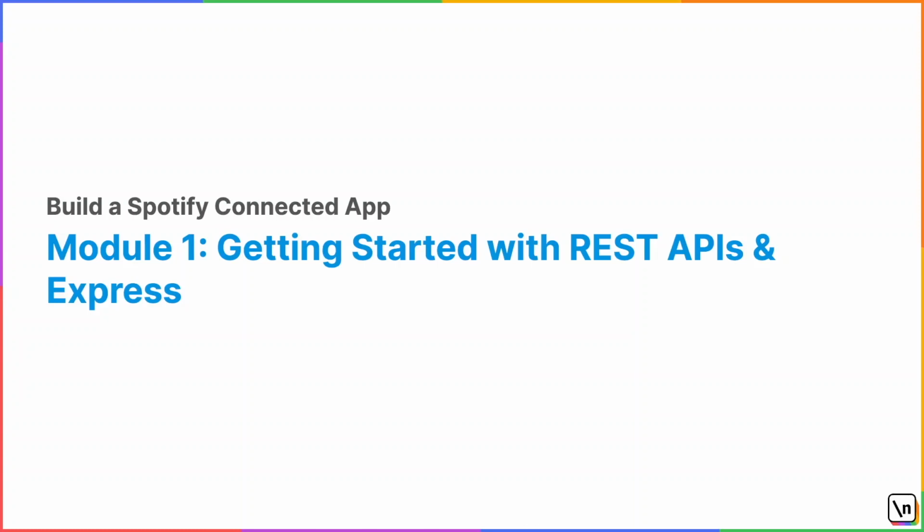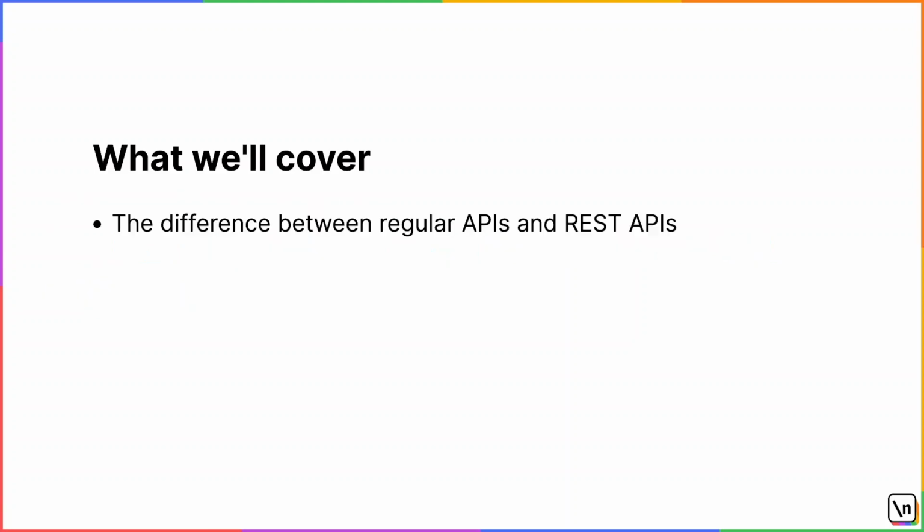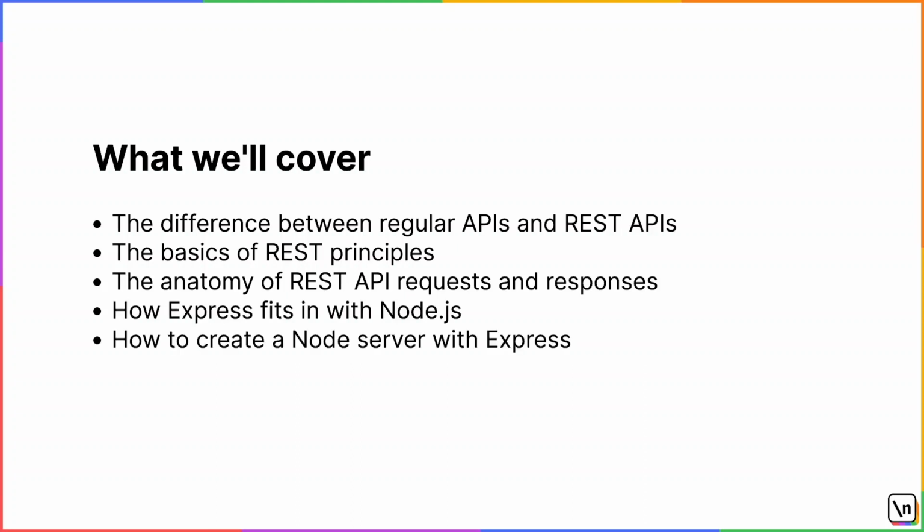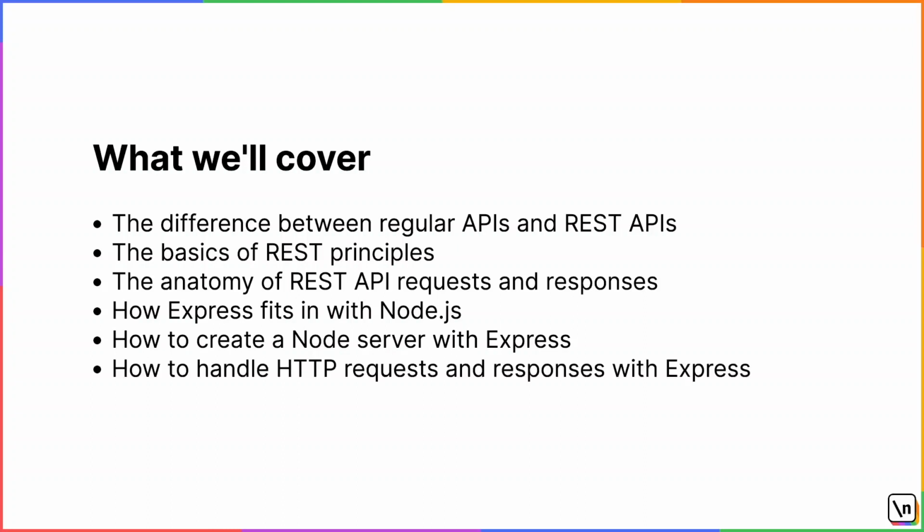We're going to introduce the Express framework, and we'll also learn the basics of how to handle HTTP requests with Express route handlers. We're going to cover the difference between regular APIs and REST APIs, the basics of REST principles, the anatomy of REST API requests and responses and how they relate to the Spotify API. Then we're going to learn how Express fits in with Node.js, how to create a simple Node server with Express, and how to handle HTTP requests and responses with Express. All right, let's get going.